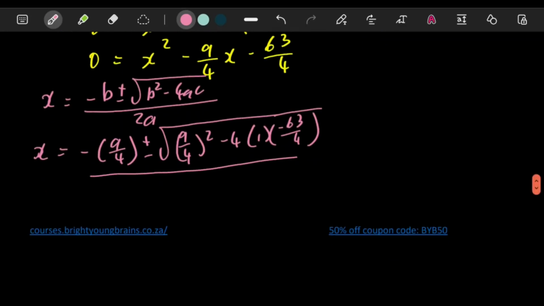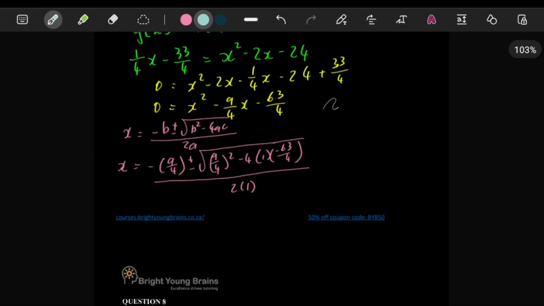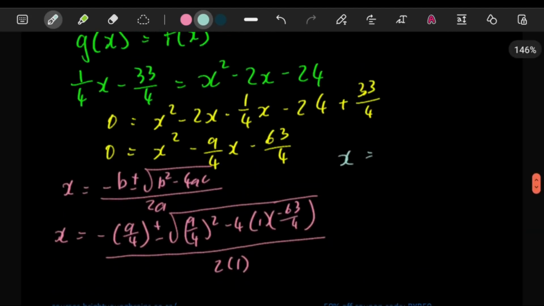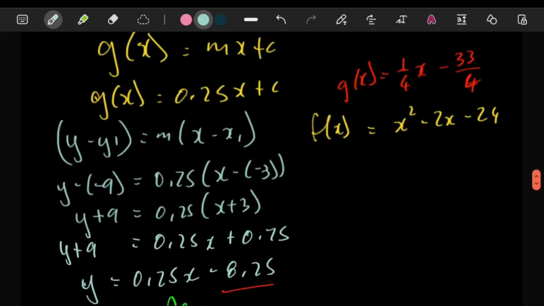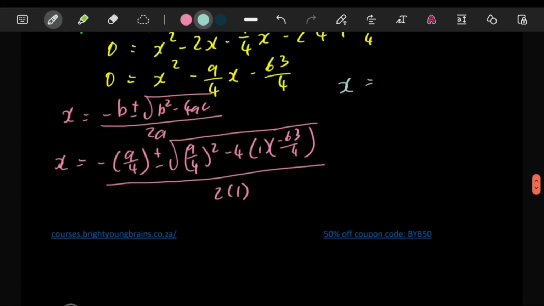What is the whole thing here? What is A now? A is 1. Okay, let's see. We're going to need to get the answers from the calculator here. Because if this calculator doesn't give us the answers, we're not going to be happy. Anyways, let's see here. Looks all nice and dandy.